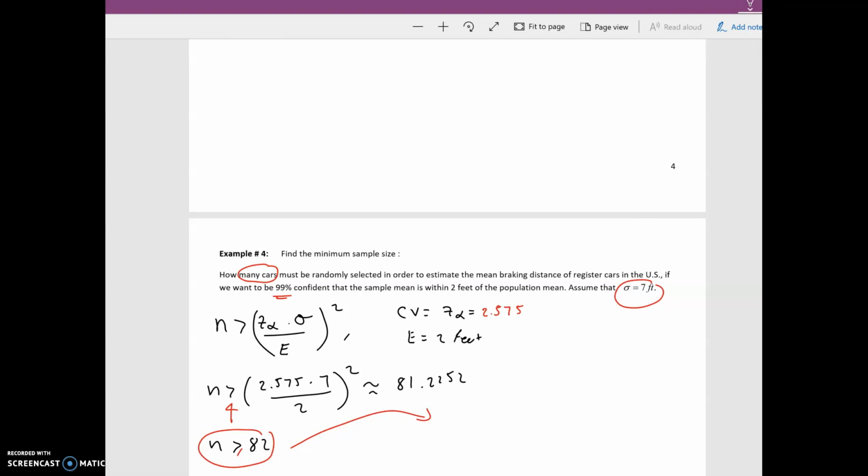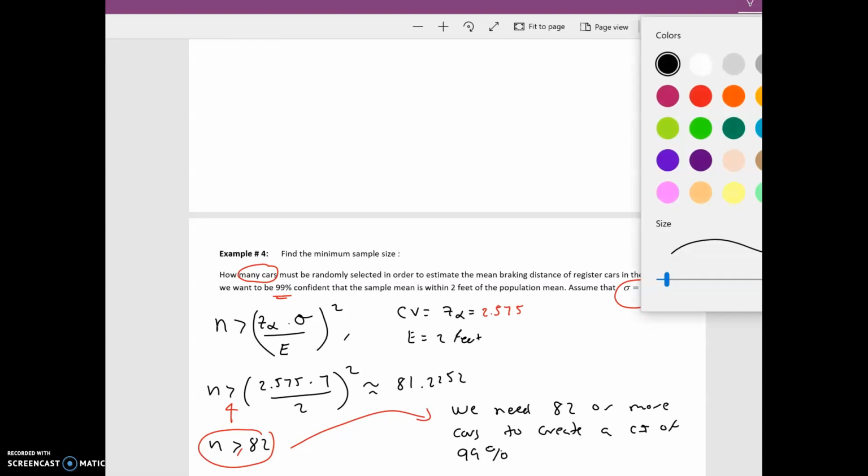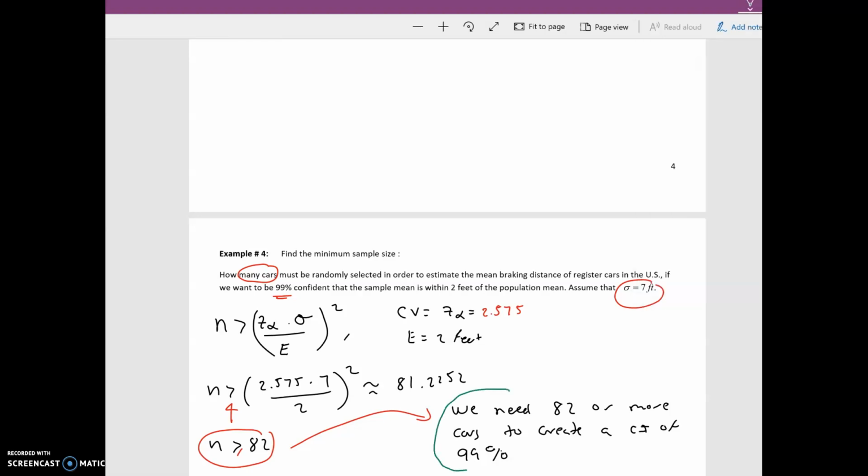So we would need 82 or more cars to create a CI of 99%. And in essence, what this is saying is, if we actually were to get 82 cars or more, we would be able to maintain the error within about 1%. That means that as we're estimating the population, you're just going to have about a 1% error as long as you collect data from 82 or more cars.